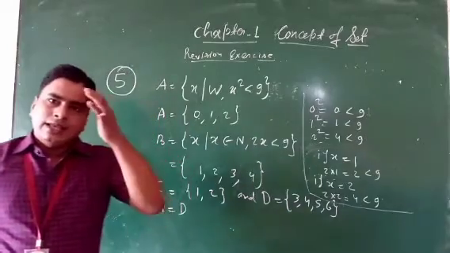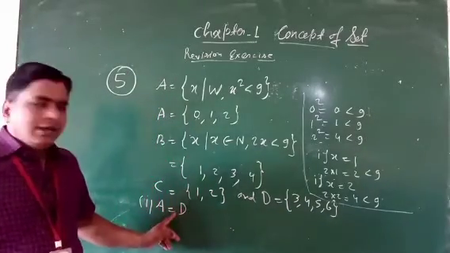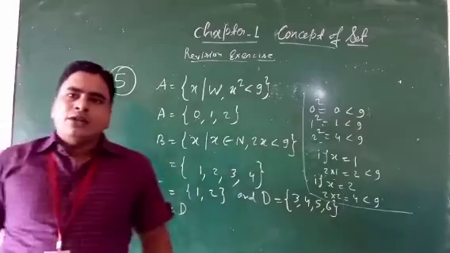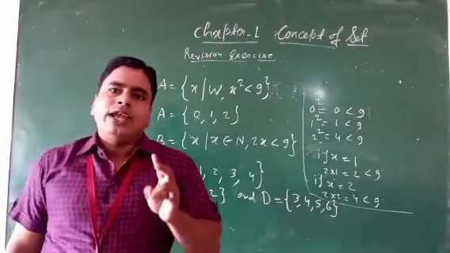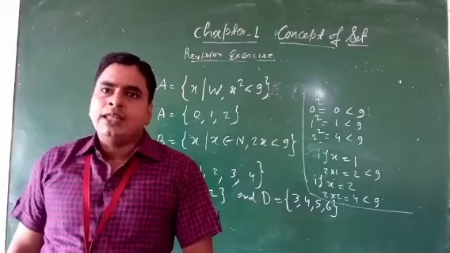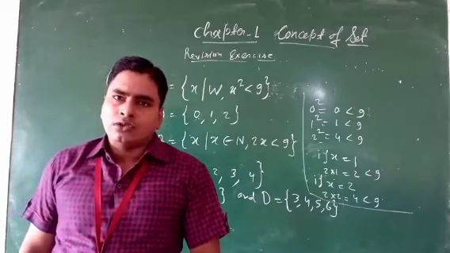So again, we will discuss about equal sets now. Two sets are said to be equal if they have the same number of elements and their corresponding elements are also the same.